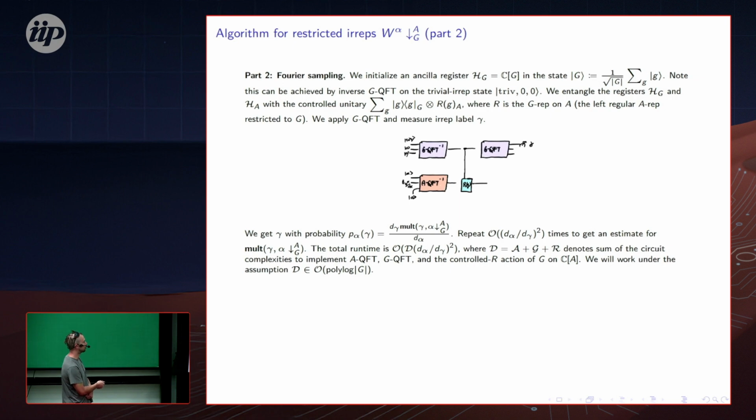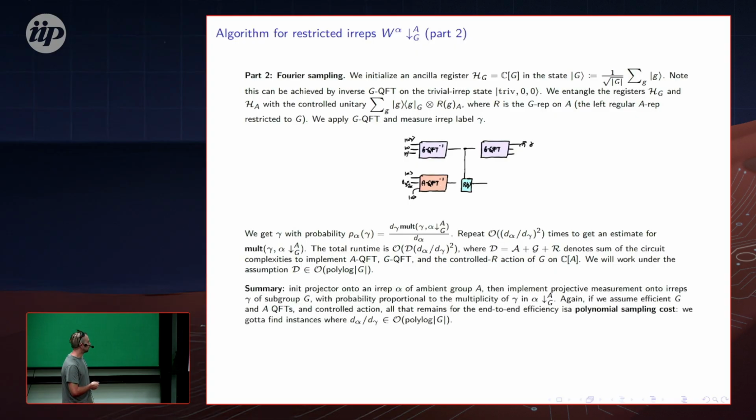I assume that the time cost of AQFT, GQFT, and the control operation, all of this I collect in something called D, and I'm going to use D for literally the cost of a single run of this algorithm, and then I need to repeat this D alpha over D gamma squared times. I think the summary is again, you initialize a projector onto an irrep of an ambient group, then implement projective measurements onto irreps alpha of an ambient group and gamma of the subgroup. And the probability will be proportional to the multiplicity of gamma in the restriction.